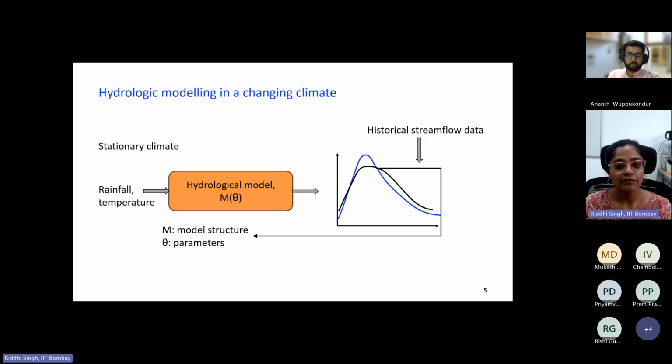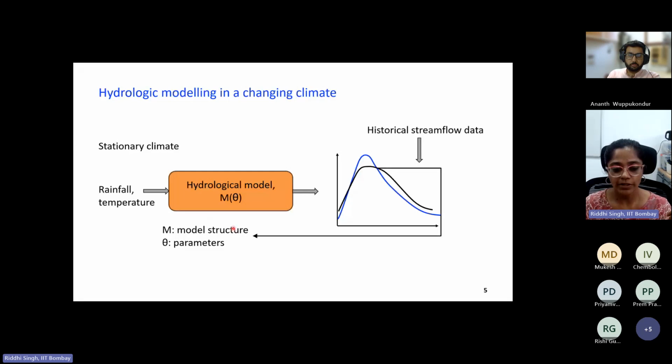A significant body of hydrology literature has been focused on assessing the impact of climate change on river runoff. And typically, the way we do this is we take a hydrological model and we use historically observed climate data. And maybe I'll use a pointer. And then we create streamflow simulations. And by using the observed streamflow data, we fit this model. When we fit it, we get model structures and model parameters that are representative of a region.